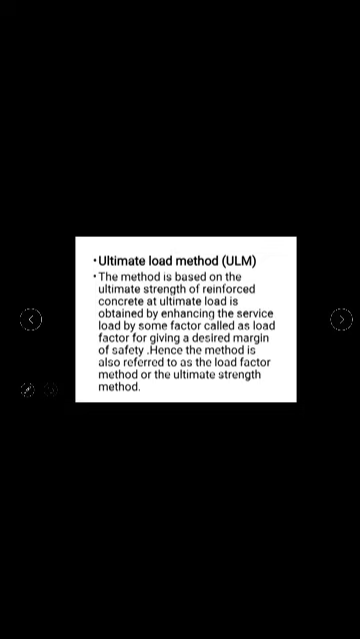Now what happens in the ultimate load method is that the strength of the materials is kept the same. Whatever the ultimate strength of the material is, that is kept the same, but the loads are exaggerated. For example, for the ultimate strength of concrete, if it can take 100 kilonewtons of load, the ultimate load method says that it can take only 50 kilonewtons of load.